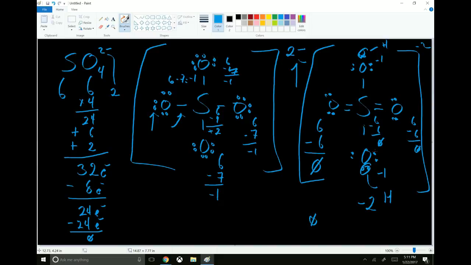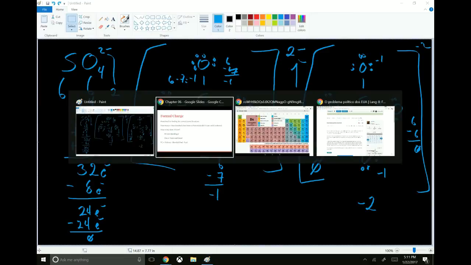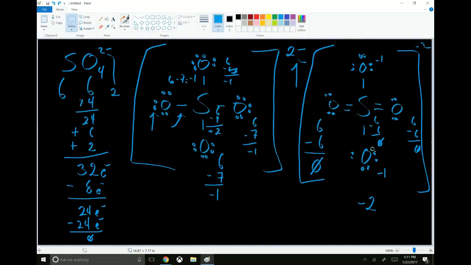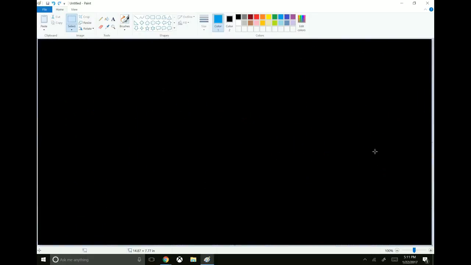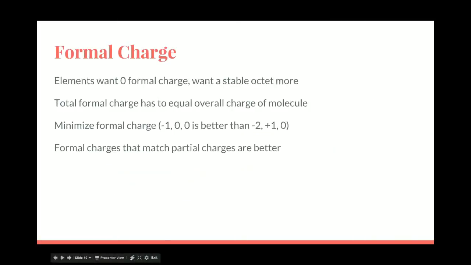So anyway, that is why sulfate is the way it is. Hopefully you at least understood how to do formal charges and Lewis structures. Practice, practice, practice. Oh, and once again, it doesn't matter which 2 oxygens you choose. They're all exactly the same. All right, so moving on.